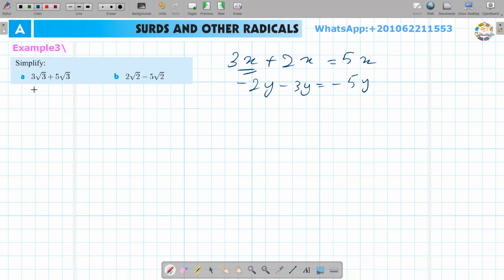Same procedure. Here you have 3 root 3 and you have 5 root 3. Then you're going to add them, and the result should be 8 root 3. What about question B? 2 root 2 minus 5 root 2, the result should be negative 3 root 2.